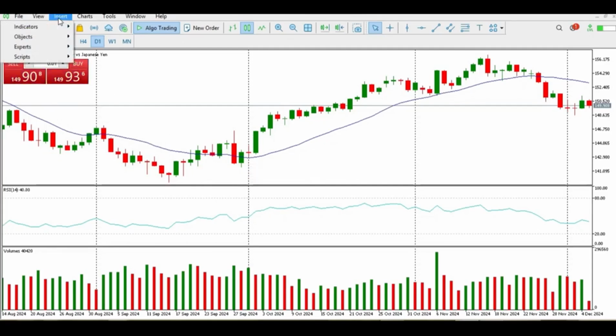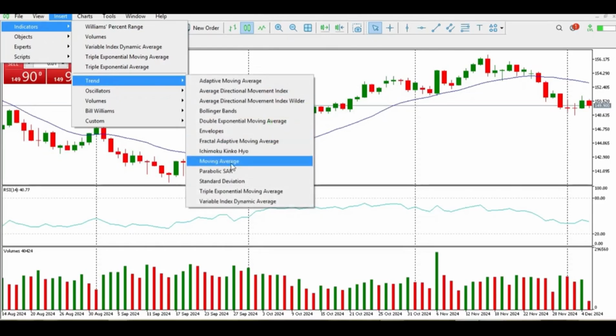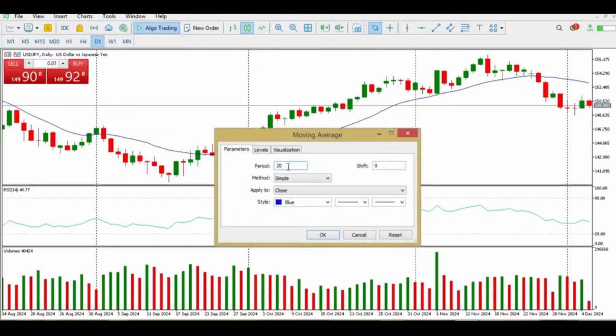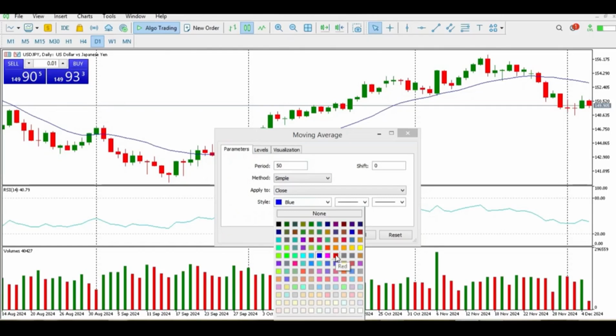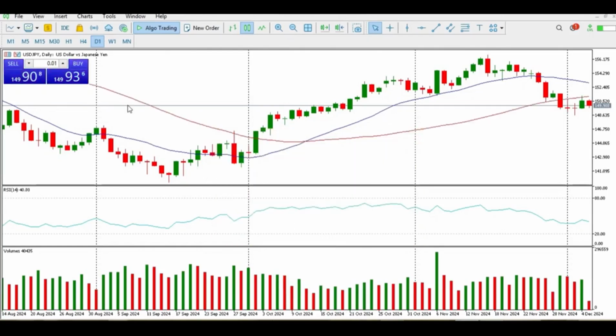The next will be to set the 50, the same process, indicator, trend, moving average, but this time around 50. In most cases I use color red and click OK. And you could see that the 50 moving average has also appeared, color red.